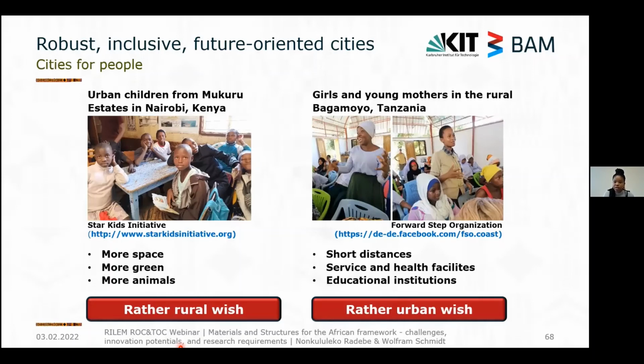And then you have some girls and young women in Bagamoyo, in Tanzania, a program run by Faudia and Vincent, the Forward Step organization. And the kids here wanted something different. They wanted shorter distances to travel. They wanted more health and service facilities and more educational institutions, which is a rather more urban wish. So basically there's a diversity in the types of cities that people want to live in. We have to then consider how to make cities more robust and to fit the futures which the people who live in them right now would like them to look like.